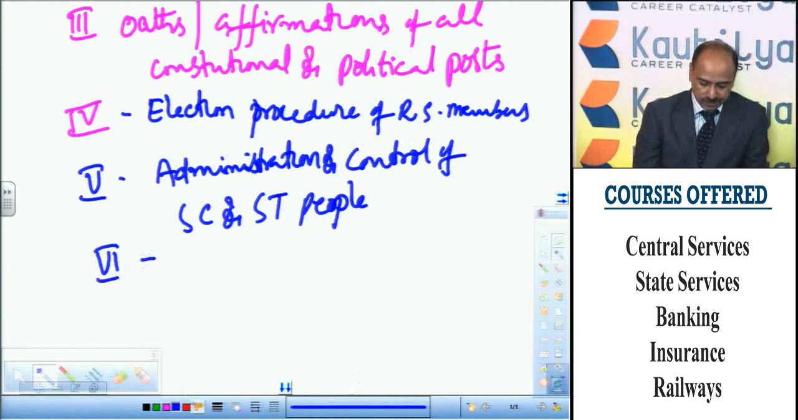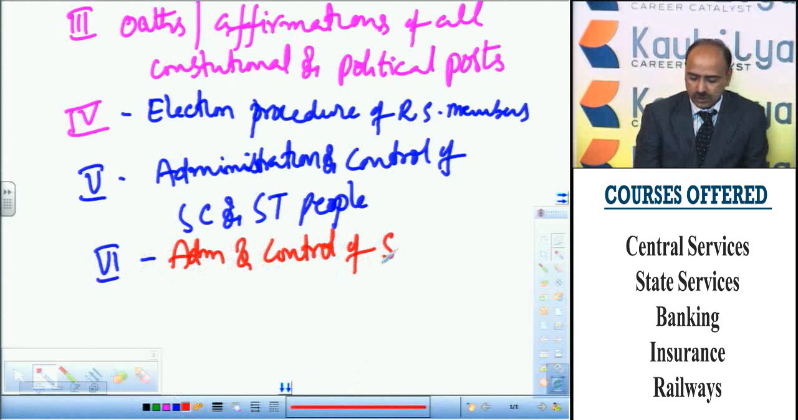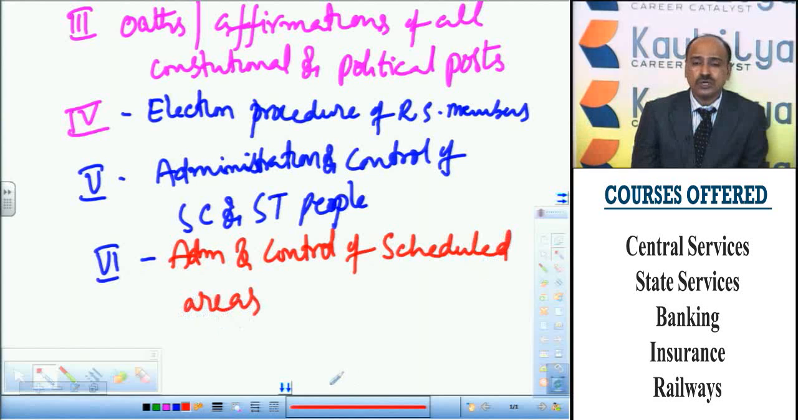Schedule 6: administration and control of scheduled areas. Some scheduled areas are identified in our constitution; those are economically and socially backward areas. Suppose northeastern states, Andaman Nicobar Islands, Lakshadweep, Diu Daman: these areas are identified by the Government of India as scheduled areas. For their purpose, some special benefits are given in our constitution. Those things you want to know, we go to the sixth schedule.